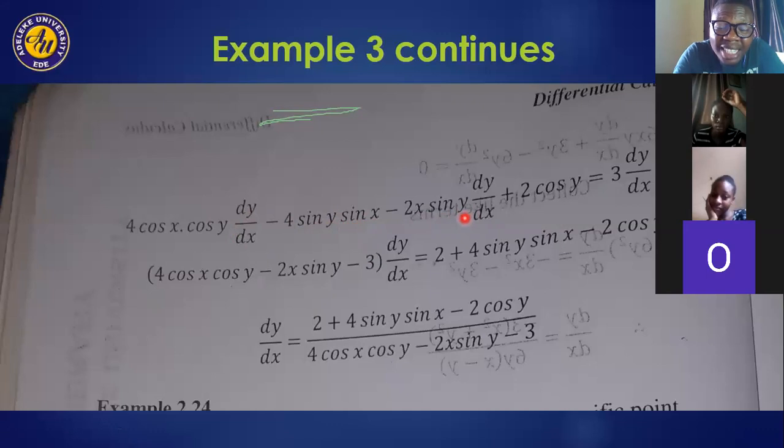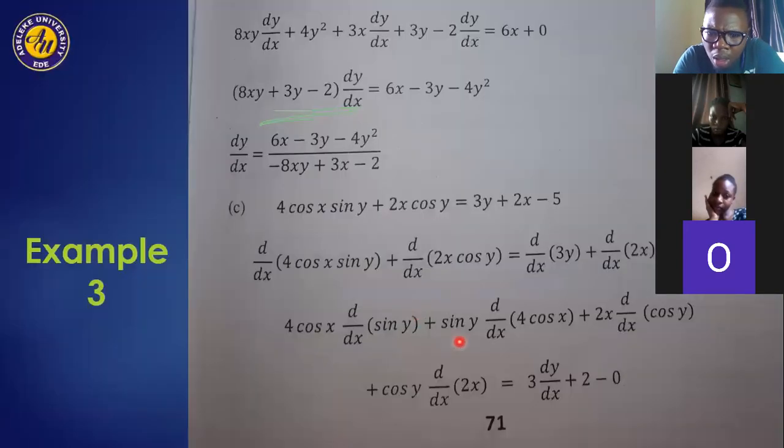Now, when you differentiated cos x, are you getting the idea now? The answer gave you minus sin x. When you differentiate cos y, it will give you minus sin y. So you have minus 2x sin y, times dy/dx.